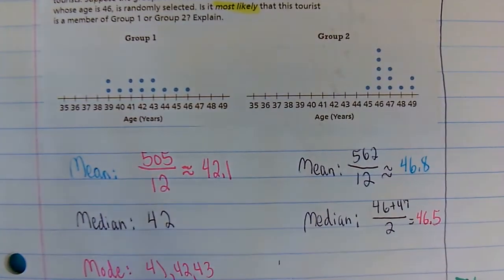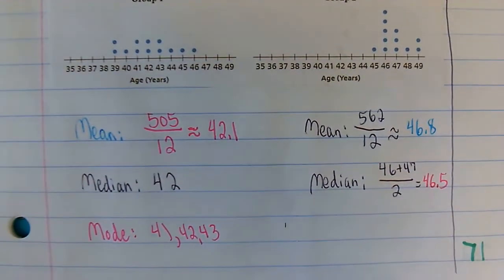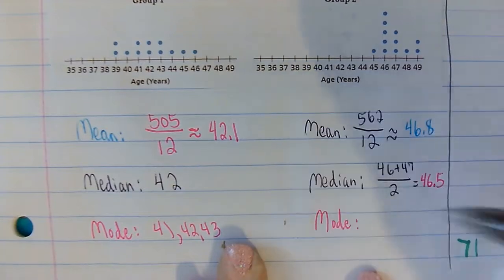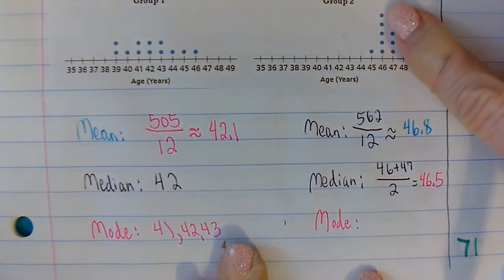Okay? Now, one more piece of data. Let's look at the mode. What repeats the most? And the mode here is 46.